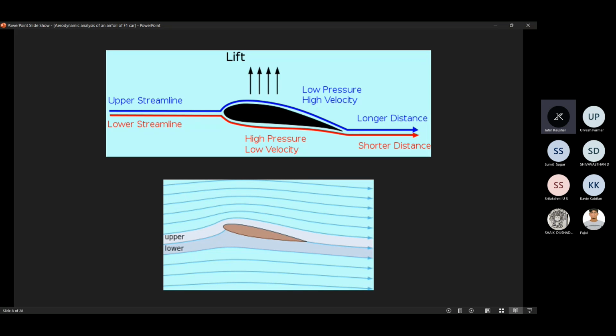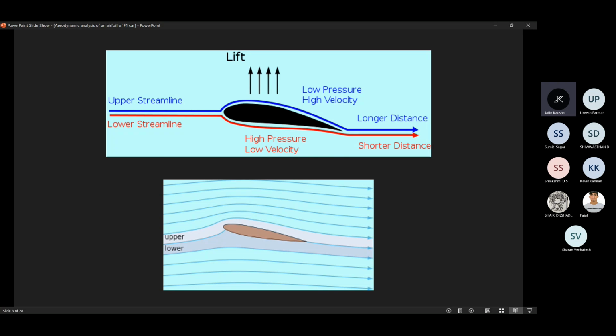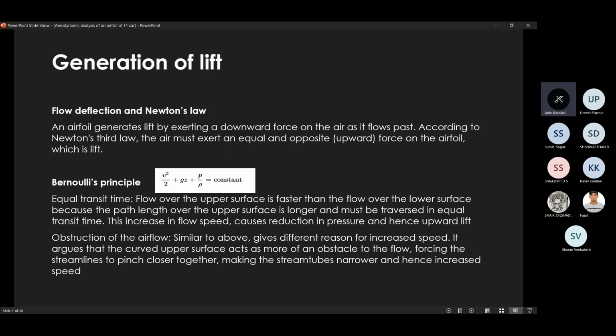And we know from Bernoulli's principle that mechanical energy remains conserved. So this increase in the velocity of the streamline will be accompanied by a reduction in pressure. That results in lower pressure at the upper surface of the airfoil compared to the lower surface. So that's how the equal transit time theory explains the generation of lift.